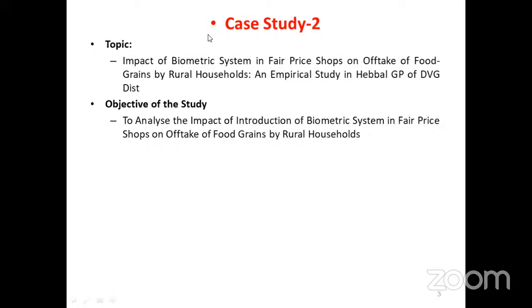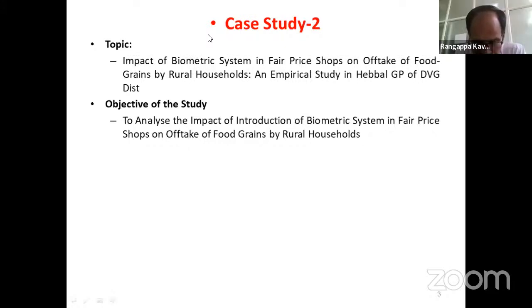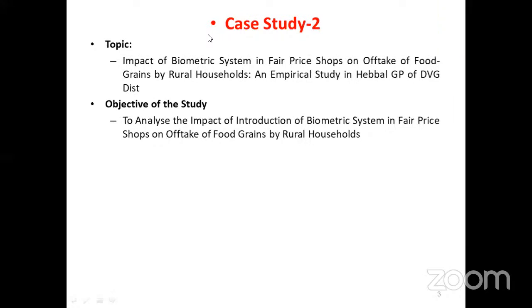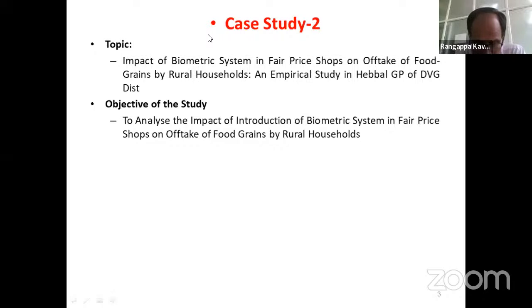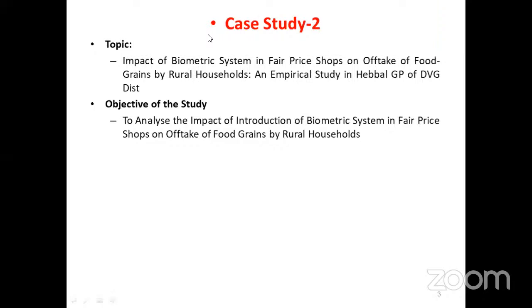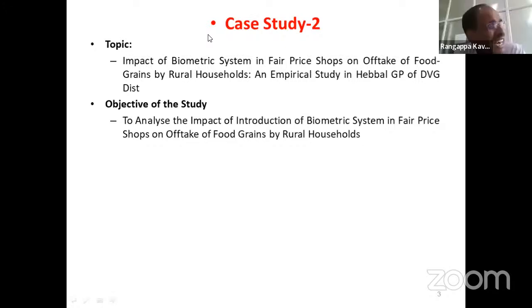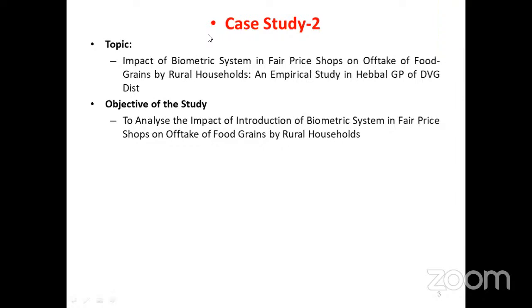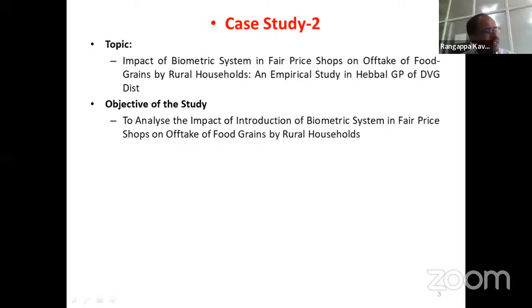Yes, sir. The null hypothesis will be: there is no significant difference between the offtake of food grains by rural households in the fair price shops which have introduced the biometric system and the fair price shops which have not introduced the biometric system. Yeah, that is the null hypothesis.